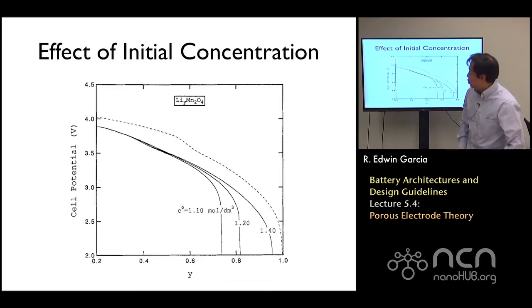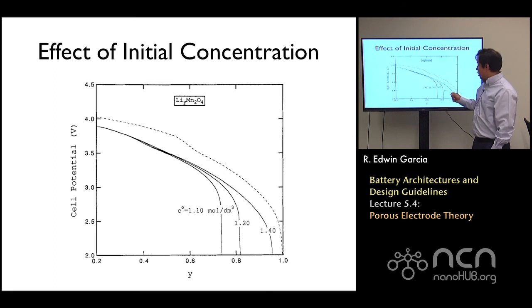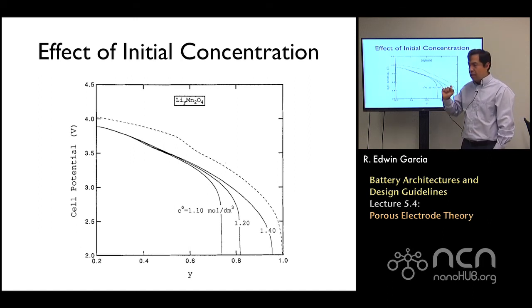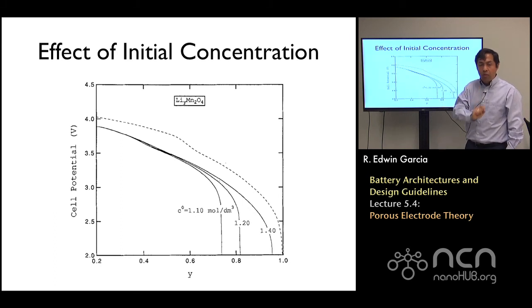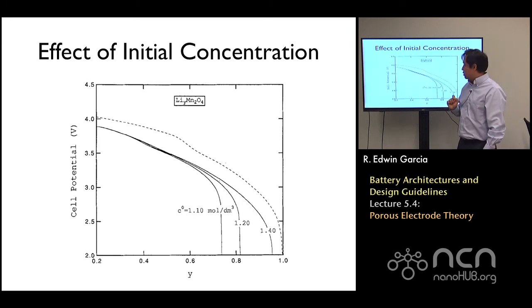The concentration will play a very important role, the initial concentration in the electrolyte, and you can see how by changing the initial concentration from 1.4 to 1.2 and 1.1, you can deplete what you have accumulated in the electrolyte sooner, dropping the response of the system. Now, some of you may be asking, how does this relate to the reaction zone model that we talked about a couple of classes ago?